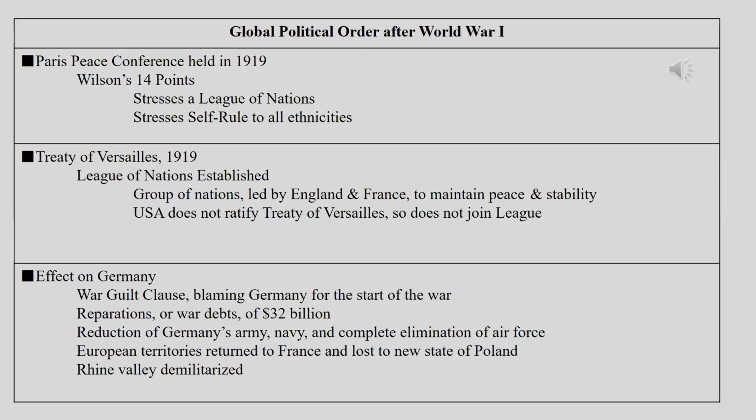And although the League of Nations was an American idea, presented by an American president, it was the presence of the League of Nations in the Treaty of Versailles that caused the U.S. Senate to decide not to ratify the treaty.